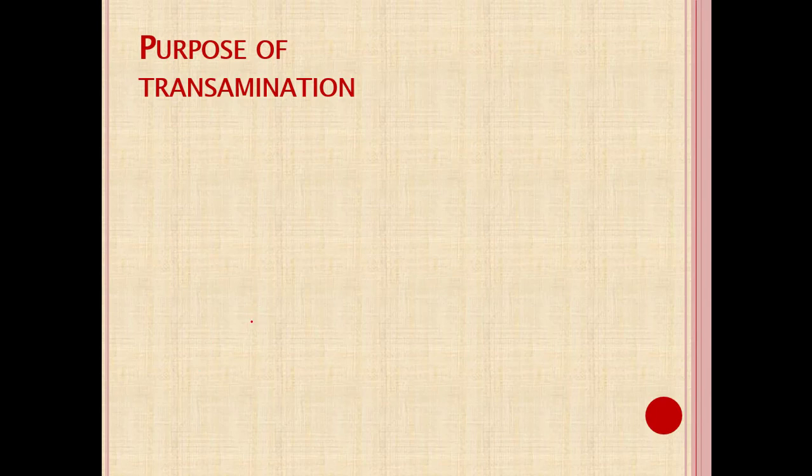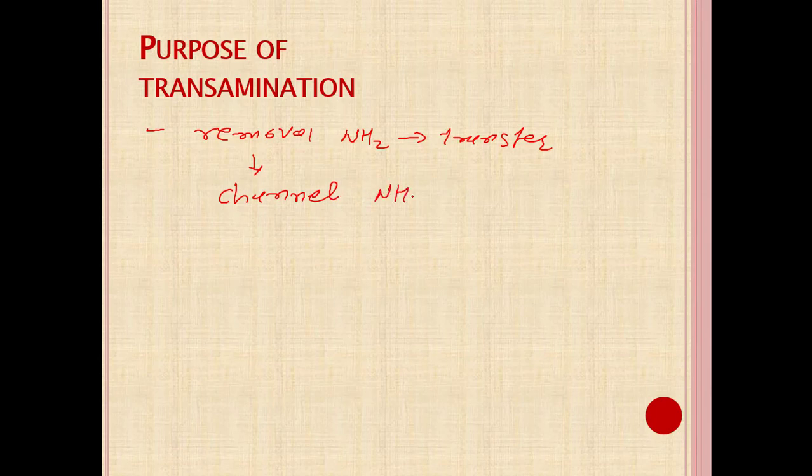Purpose of the transamination. What is the basic purpose of the transamination? First, it is a removal of the ammonia. Means it is ultimately removed from one amino acid and transferred to another amino acid. So it is also used as a channel for the ammonia to the glutamate. Overall, from all the amino acids, that ammonia is finally channeled to the glutamate by transamination.